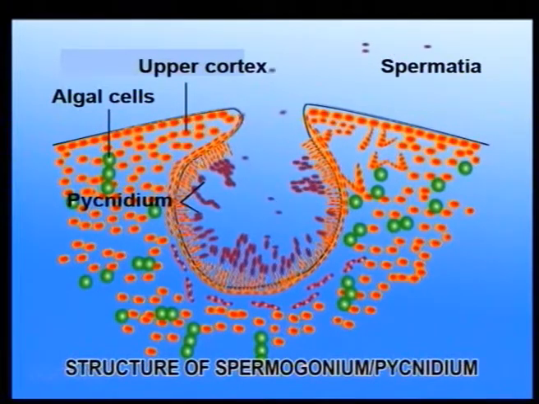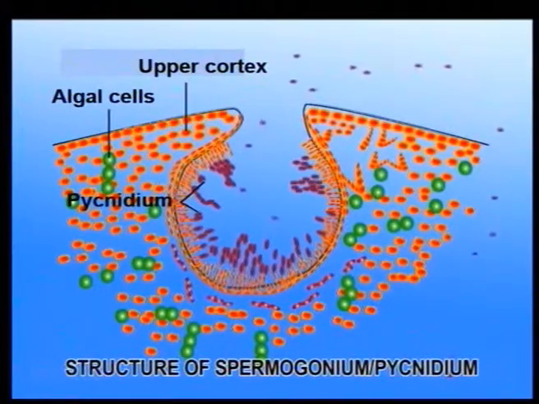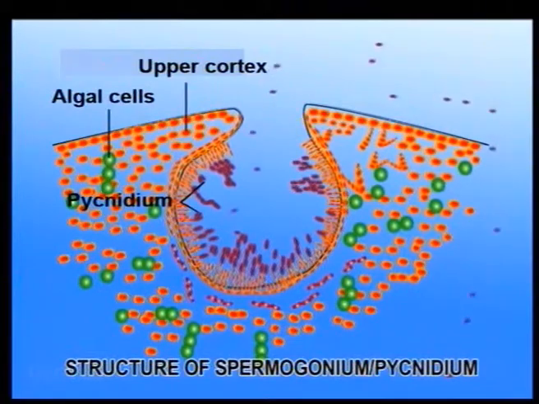The fertile hyphae cut off small rounded cells at their tips, which are male gametes and are called the spermatia. They are non-motile and are produced in large numbers in each receptacle. The spermatia are set free in a slimy mass, which oozes out through the ostiole.